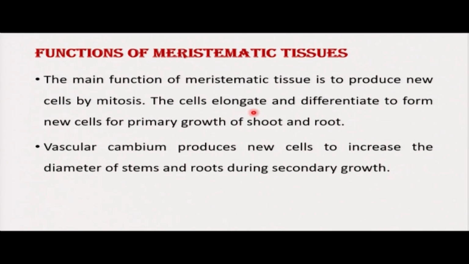These cells elongate and differentiate to form new cells for primary growth of the shoot and the root. When we talk about the shoot, we mean the upper parts of the plant, and the roots are underground. Then vascular cambium produces new cells to increase the diameter of the stem. That means the cambium has what we call lateral meristems, which are going to cause secondary growth of the stems and roots during secondary growth.